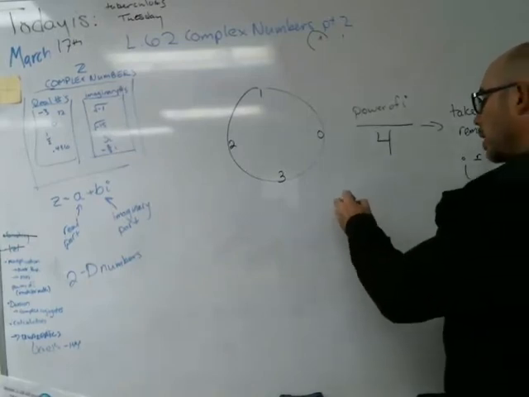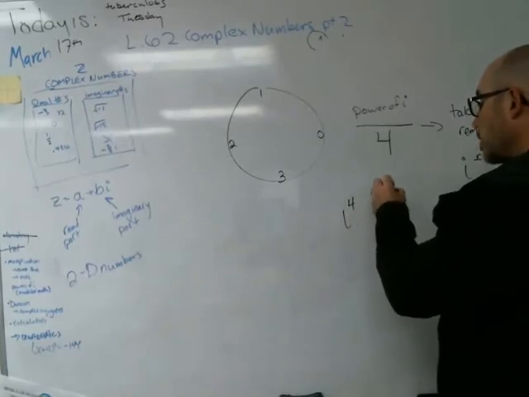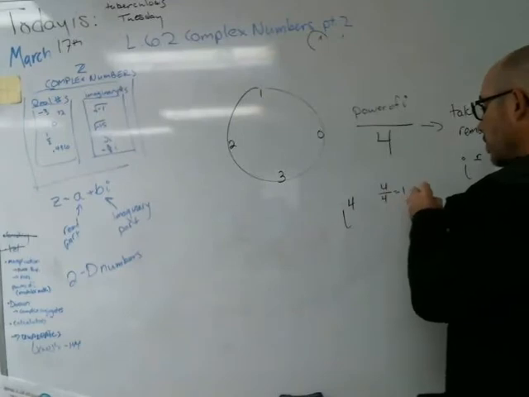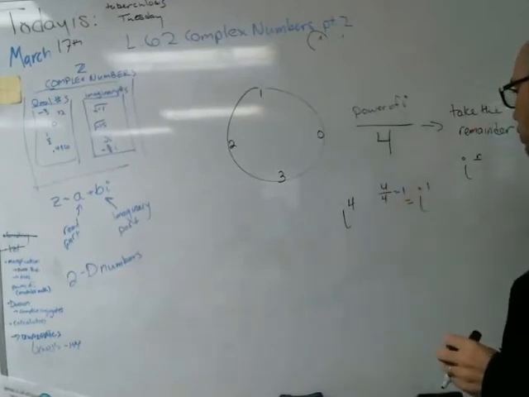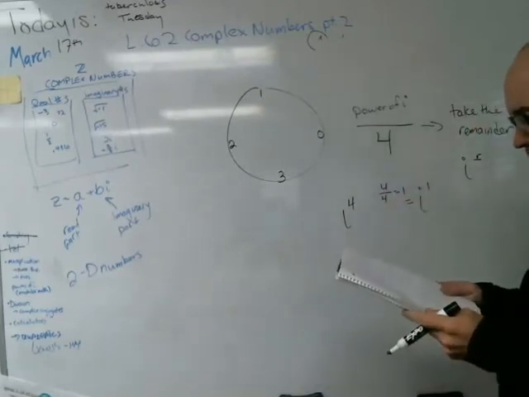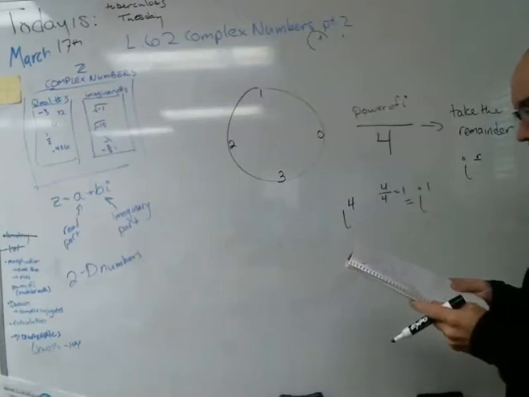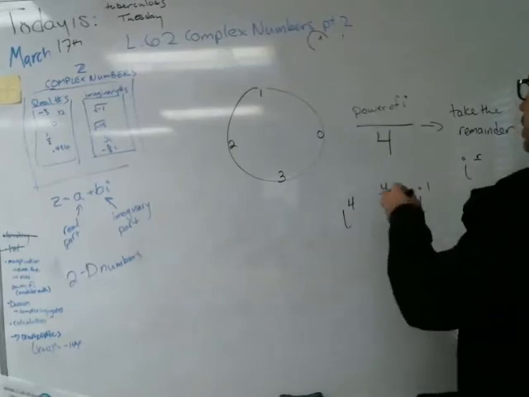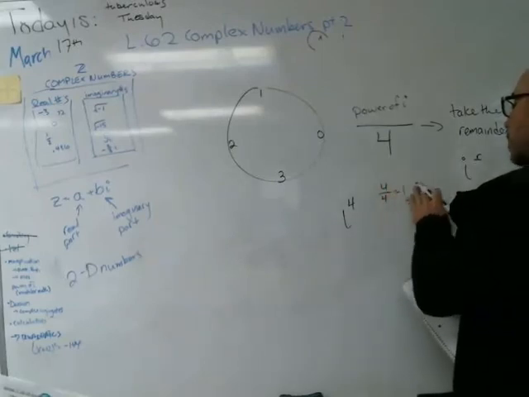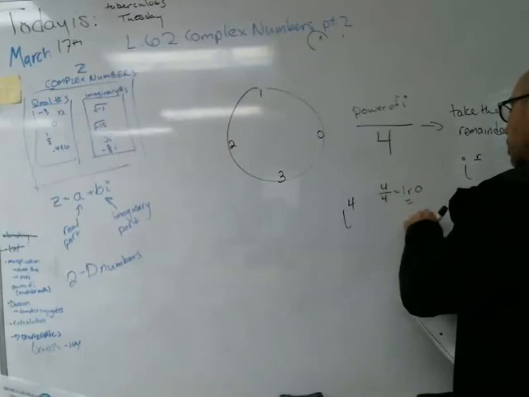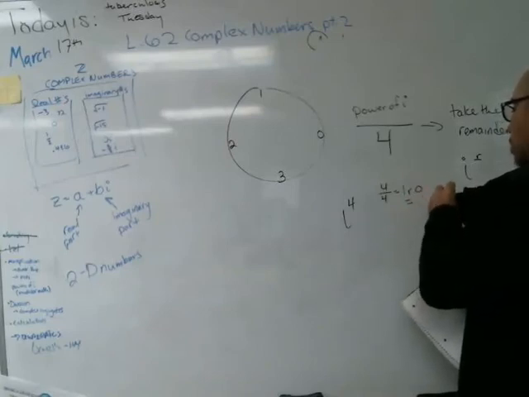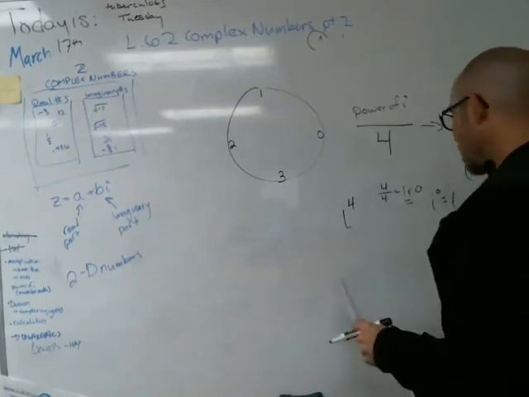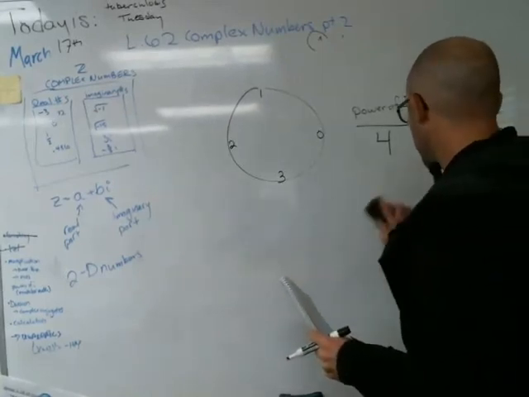So if I had i to the 4th, I'm going to divide that power of i by 4, and I get 1. So that means i to the 4th is equal to i to the 1? Is that correct? No, it's just equal to 1. Oh, I get a remainder of 0. Yeah, it divides perfectly. Remainder 0. So there we go. It would be i to the 0, which is equal to 1.